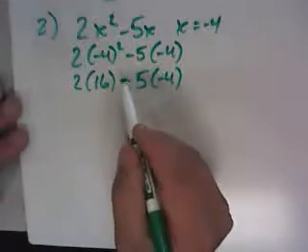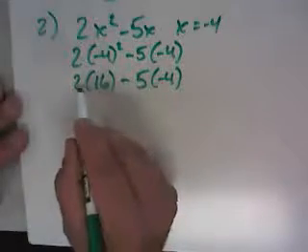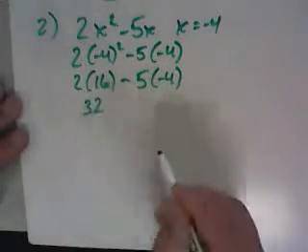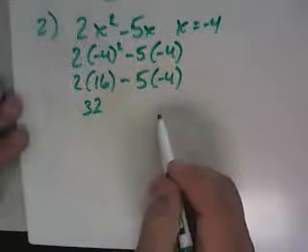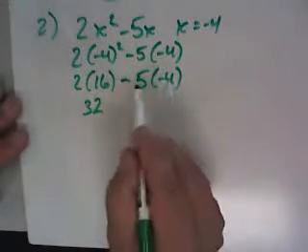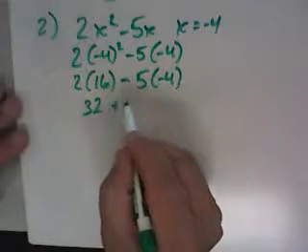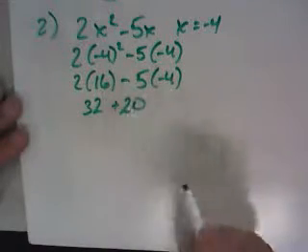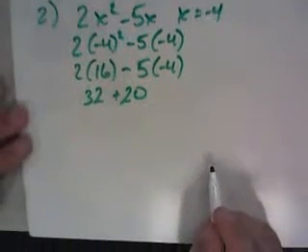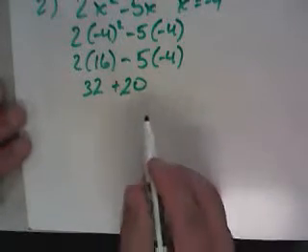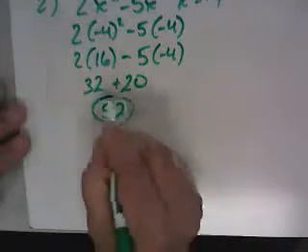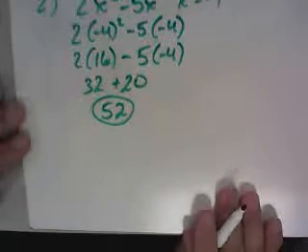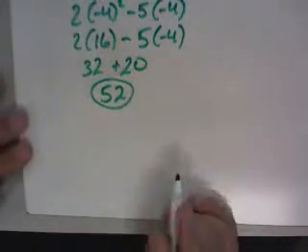After the exponents comes multiplication and division. So I'm going to multiply 2 times 16 is 32. And then a negative 5 times negative 4. This is where a lot of people messed up on the quiz. A negative times a negative, that should be positive 20. Take a look at your paper and see if you had negative 20. That's what a lot of people messed up on in this problem. And then 32 plus 20 is 52. So the correct answer for number 2 is 52.